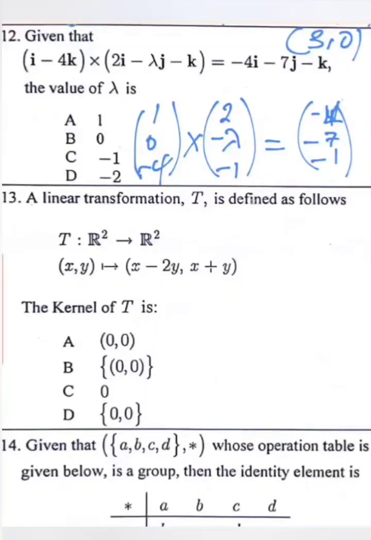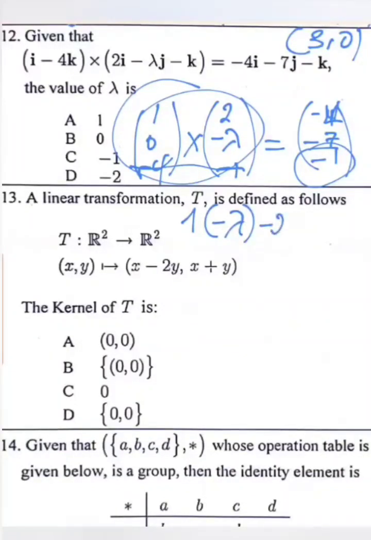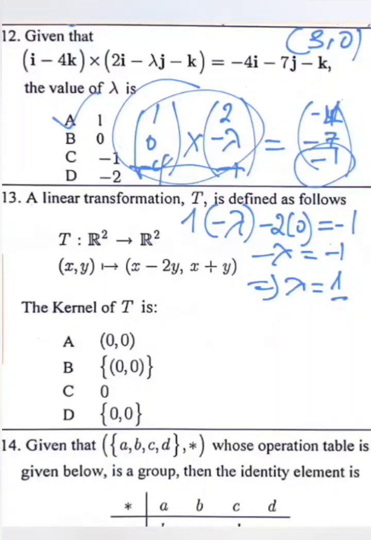In order to easily get my lambda, I will do the cross product in column form. If I strike off the bottom row, I am eliminating the k components in order to get the 2 by 2 matrix determinant, which will correspond to the cross product. So we have the determinant of that upper 2 by 2 matrix being 1 into negative lambda minus 2 into 0, the coefficient of k in the cross product, which is negative 1. And so negative lambda equals negative 1, it follows that lambda equals 1, and that corresponds to option A.